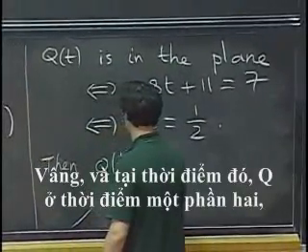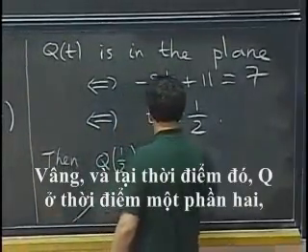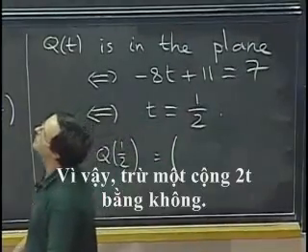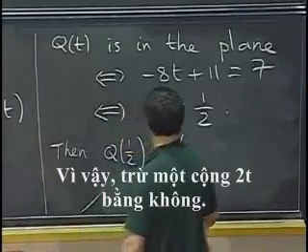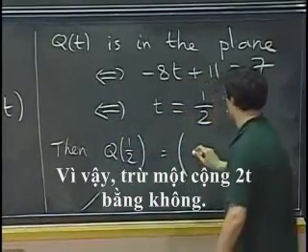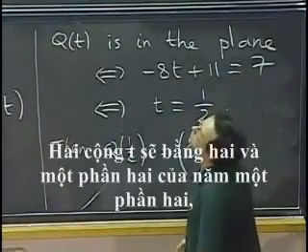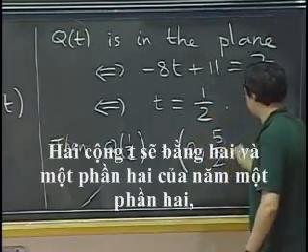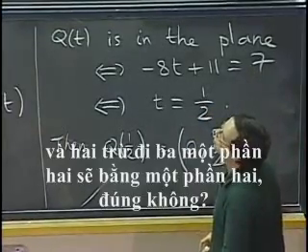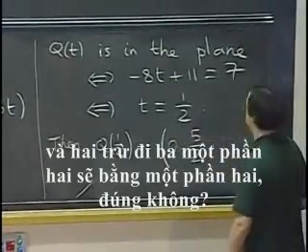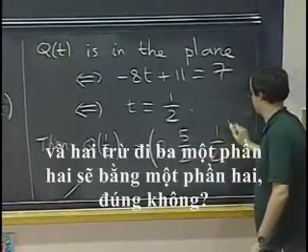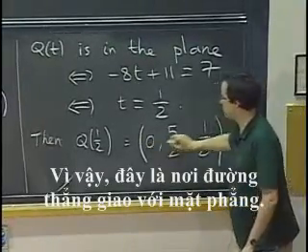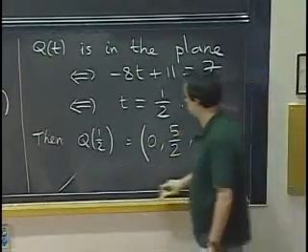Okay. And then at that time, q at time 1/2, well, let's plug the values. So minus 1 plus 2t will be 0. 2 plus t will be 2.5, or 5/2. And 2 minus 3/2 will be 1/2. Okay? So this is where the line intersects the plane.